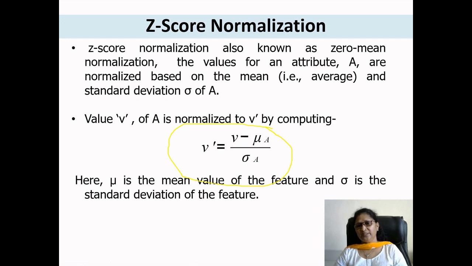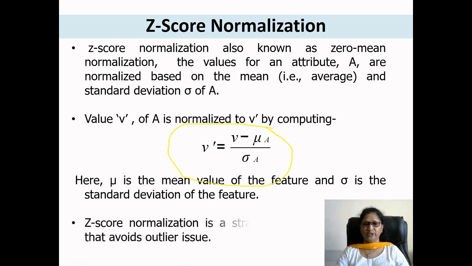Here mu is the population mean of the feature and sigma is the standard deviation of the feature. Z-score normalization is a normalization strategy that is also used to identify and avoid outliers.